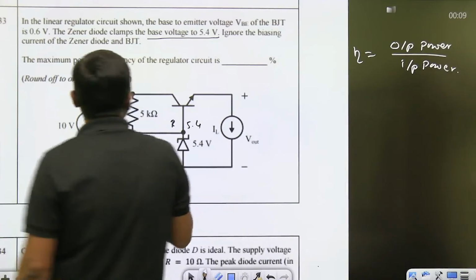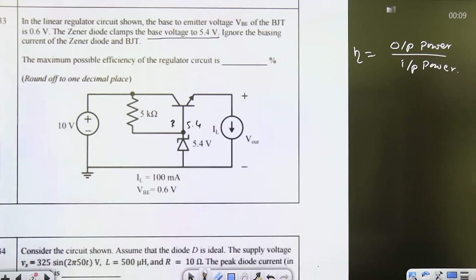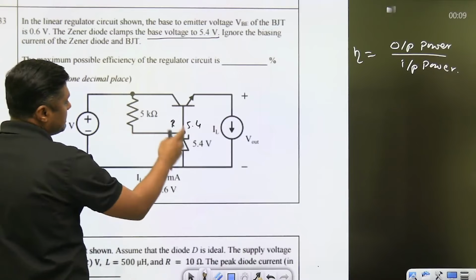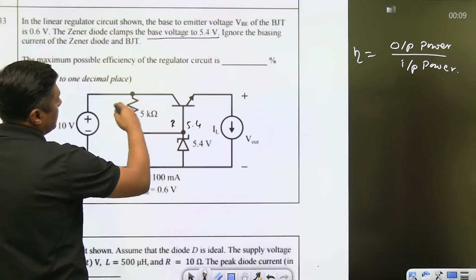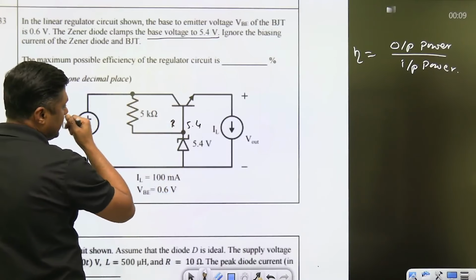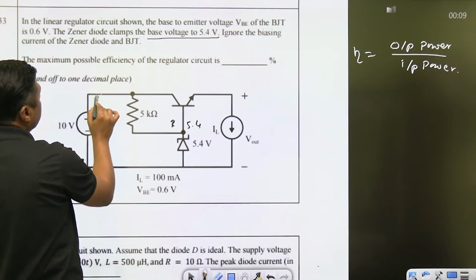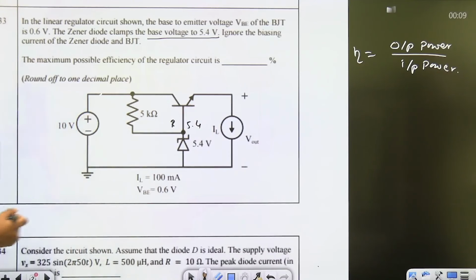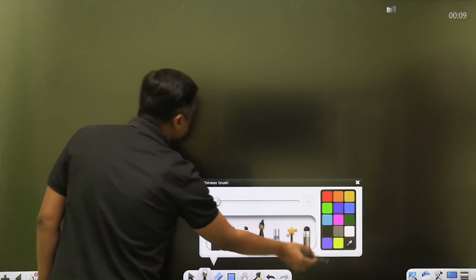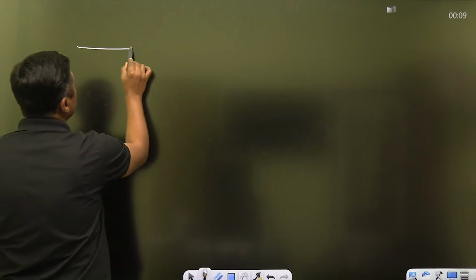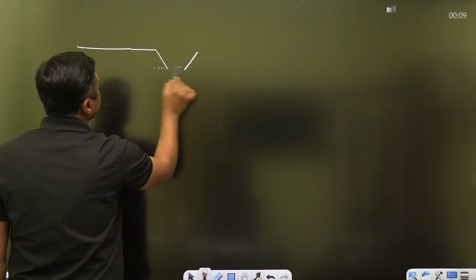Now here there are two things: ignore the biasing current of the Zener diode and BJT. Means we can say there is a biasing current through the Zener diode, which is negligible. So guys, in that case, what is the output voltage and what is the current given by this one? I'm giving you the two methods of how we are going to calculate it. This is nothing but a series voltage regulator.